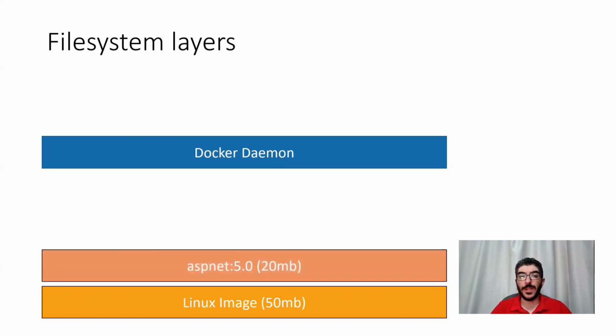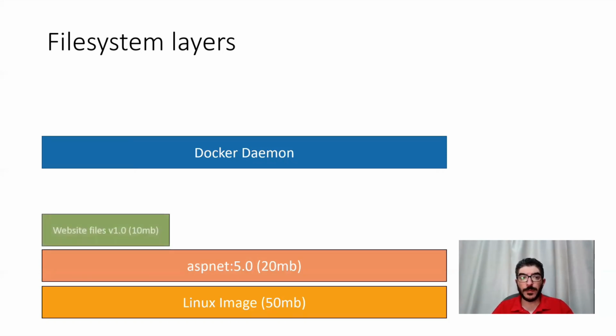And then I add another layer for the ASP.NET runtime. This is the ASP.NET runtime. It acts as the web server. It acts as the runtime needed for a .NET application to operate. And this runtime, let's say for the sake of example, takes 20 megabytes of file system storage space. And it depends on the files existing on the layer below, the Linux image. So when I download ASP.NET 5, it will download this 20 megabytes, and it's dependent on the 50 megabytes of this Linux image.